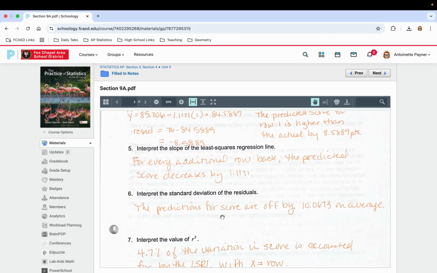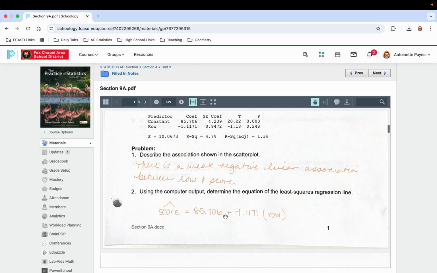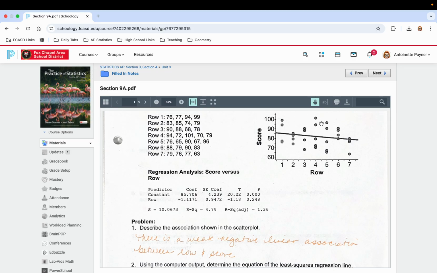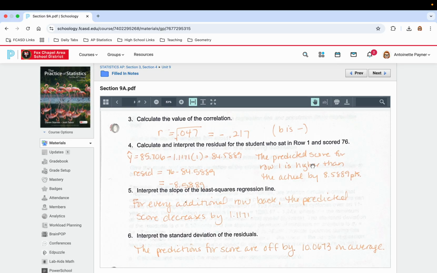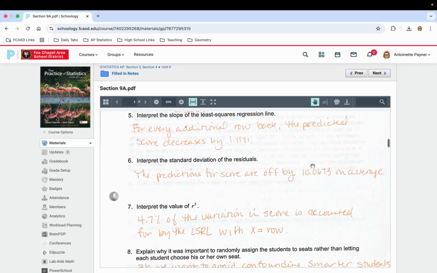The standard deviation of the residuals is just trying to figure out how spread out your residuals are. So the predictions for scores are off by that amount. R squared, so it's not very high. So 4.7% of the variation in score is accounted for by the least squares regression line with x equals row. So row is really not having a large influence on the score.